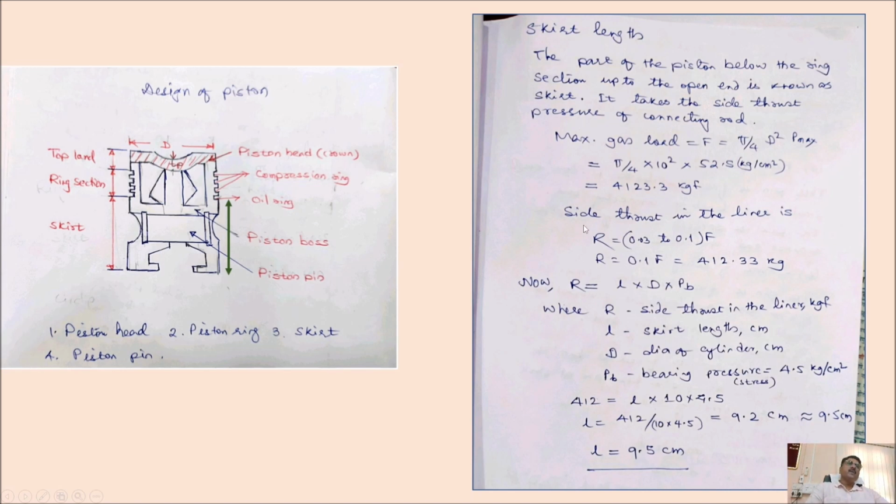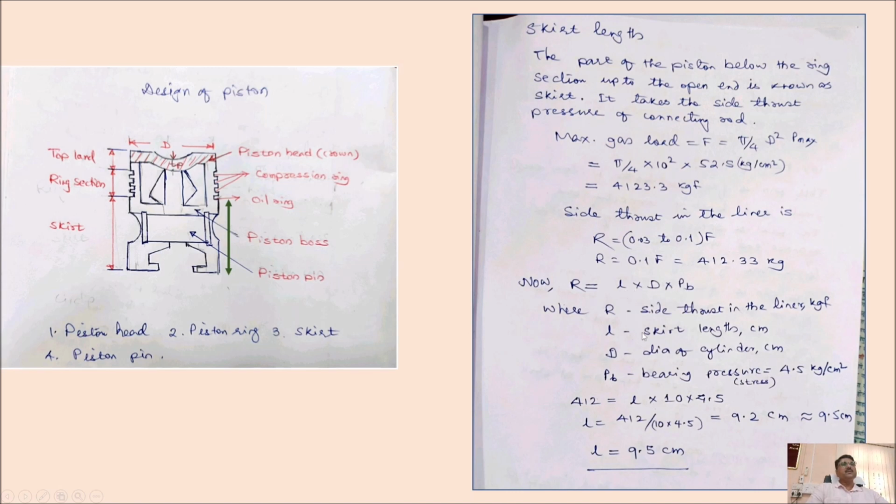Side thrust in the liner is coming on the skirt. So that side thrust value is taken as R equal to 0.03 to 0.1 F. F is maximum gas load. So let's take R equal to 0.1 F. It is coming 412.33 kg. Now R is calculated as L into D into PB.